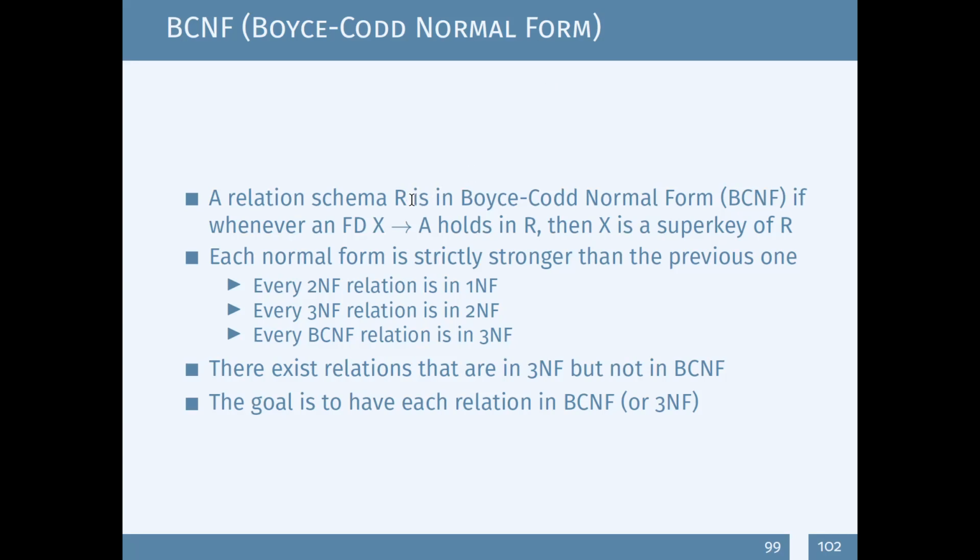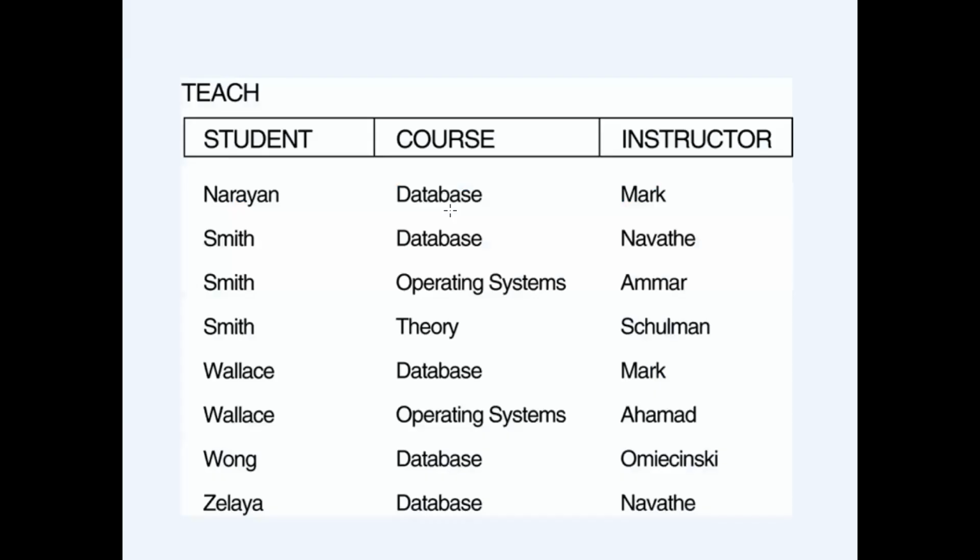Sometimes the problem is that the relation will be in third normal form, but not in what we call Boyce-Codd normal form. So the idea is we can go for Boyce-Codd normal form when we have such relations. Let me take an example of this. In this example, you see that there's a teach relationship. In the teach relationship, you will also have student, course, and instructors.